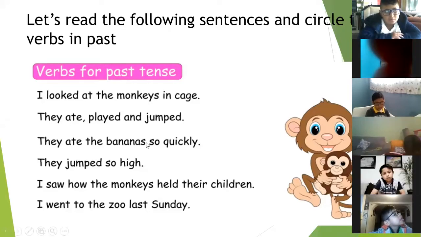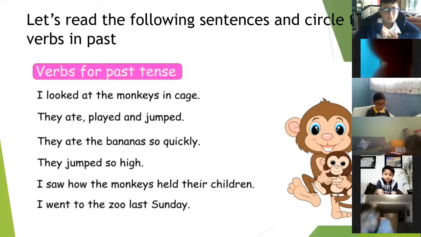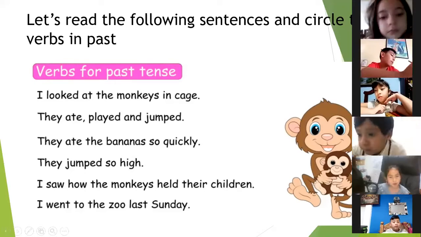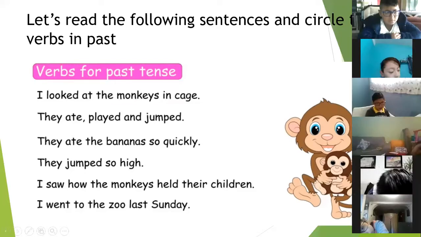So? And this is the only verb in past? Held. Repeat, please. Held. The verbs are saw and held. And finally, the last sentence is for Mariana Lisette.